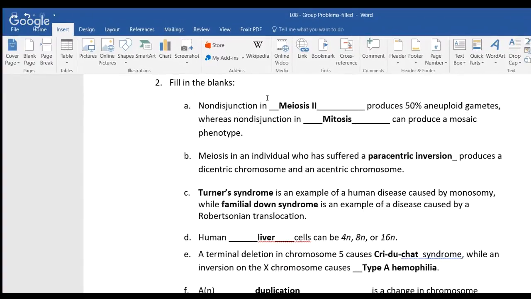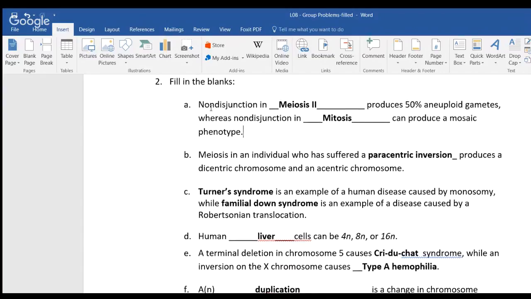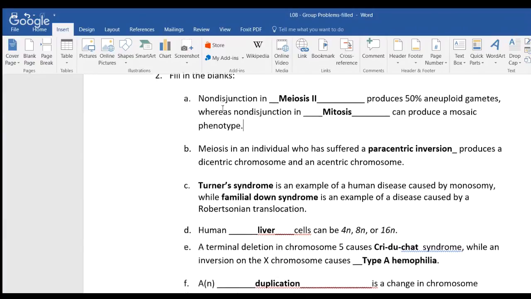Non-disjunction in mitosis can produce a mosaic phenotype, which is, it'll display different types of chromosome expression, such as haploid, diploid, triploid, all within what it codes for, such as skin, but in different areas.